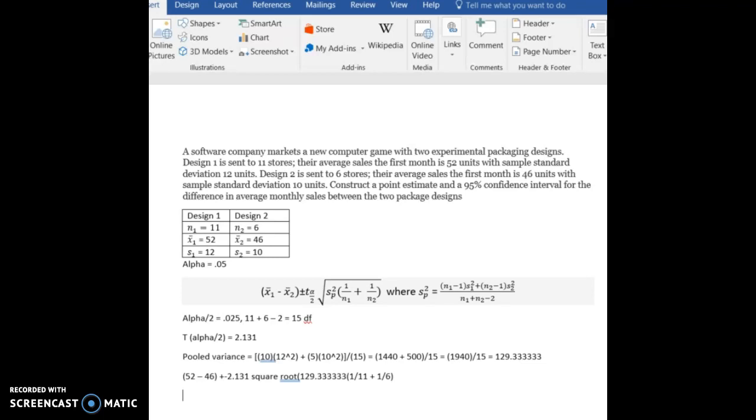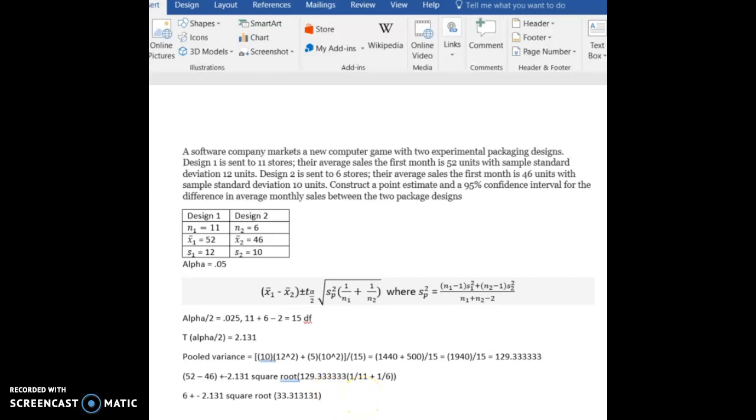52 minus 46, we're just going to get 6. Still have our plus and our minus. 2.13, I'm going to leave alone for the moment, and the square root, I'm going to leave alone for the moment. And I'm going to do that calculation of 129.33333 times the 1 over 11 plus 1/6. And that gives me 33.313131. And now I'm ready to take the square root of that number.